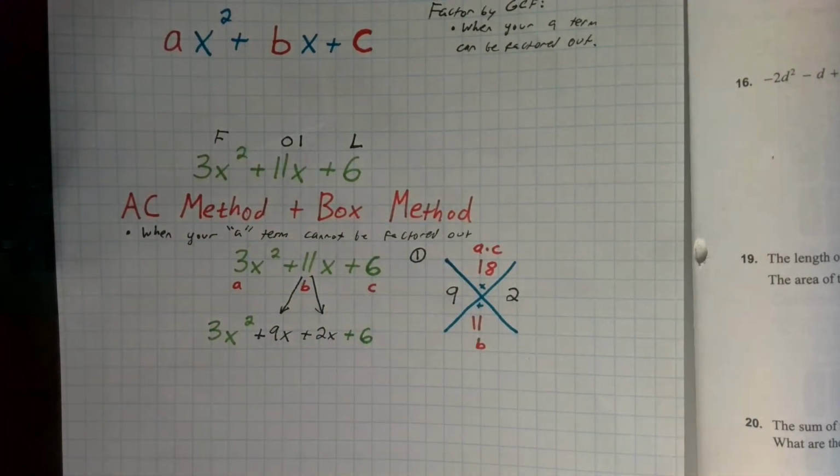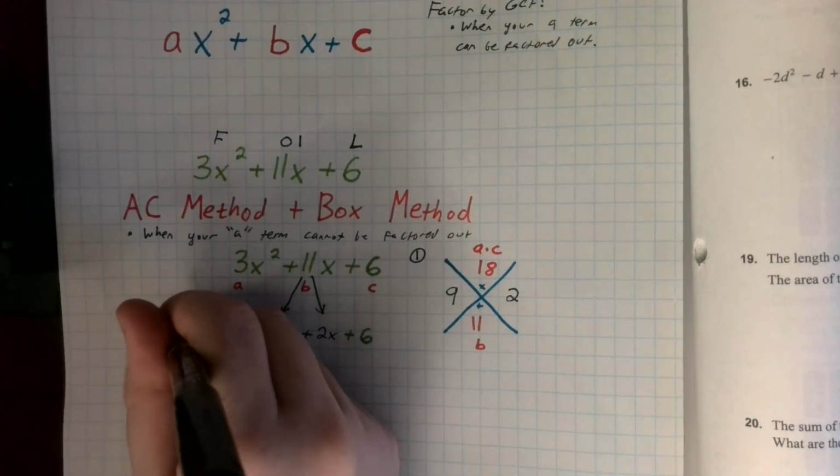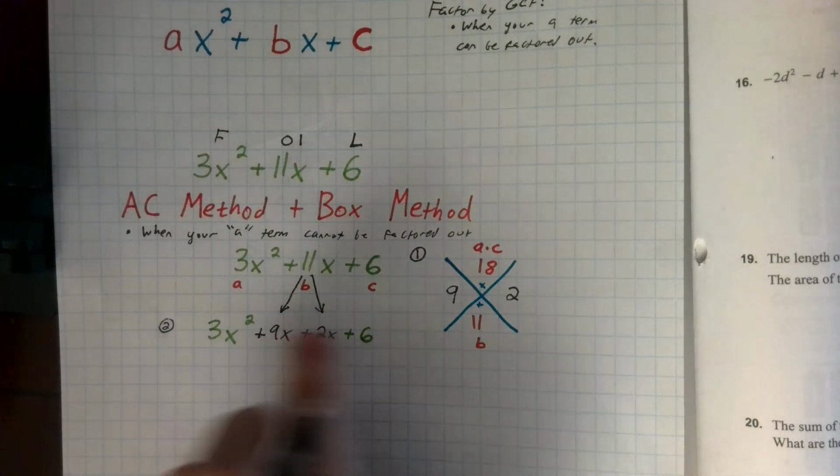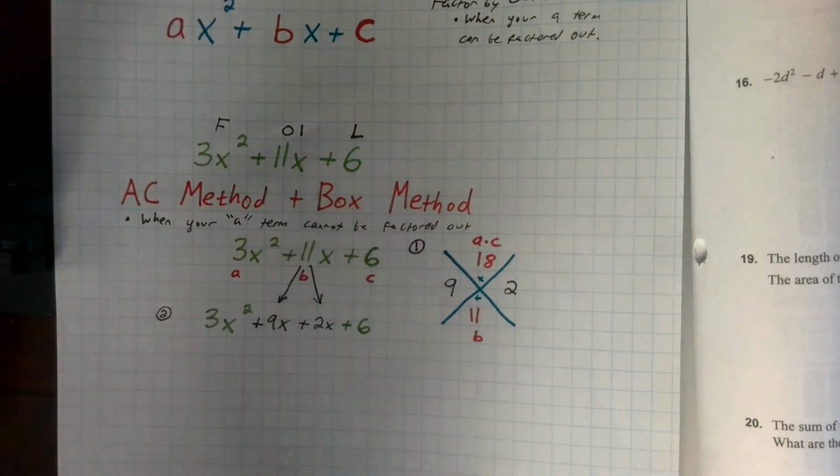That is going to be step 2. Step 2 is splitting up your trinomial into a quadrant, or into something that has 4 terms, with these middle 2 splitting the 11x.